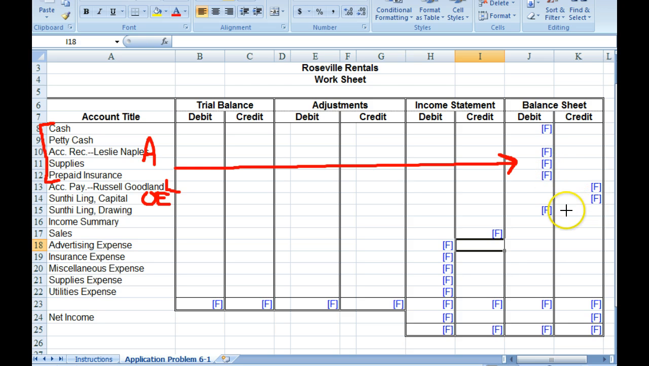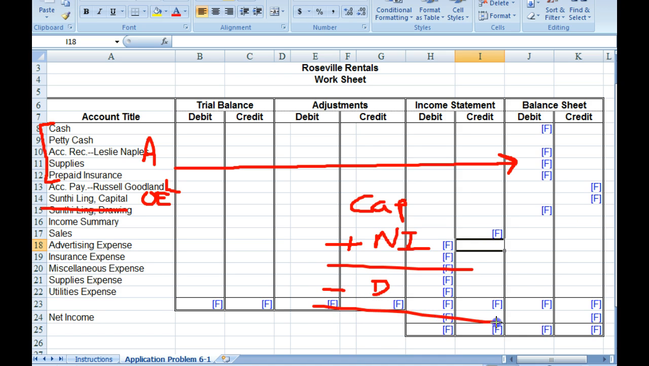One of the things about the balance sheet was we didn't include drawing. In fact, we only included capital. To figure out capital, we took capital and we would add any net income. I'm going to label net income as NI. And then we subtracted any drawing. And that gave us our new adjusted capital amount. That's going to come into play a little bit later.